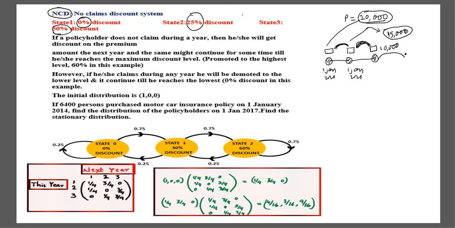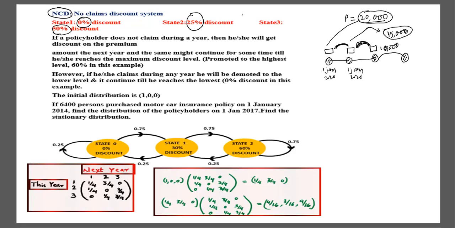Then in the subsequent year, if you do not make a claim, they will not give you any more discount. There is a cap, a ceiling, you can say, that is the highest level, 10,000. After that, you will not get anything.